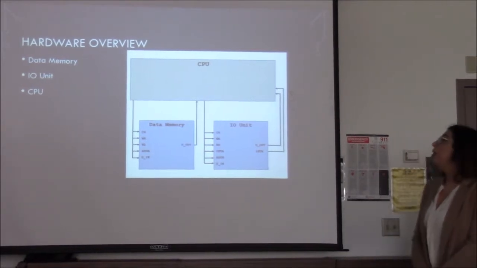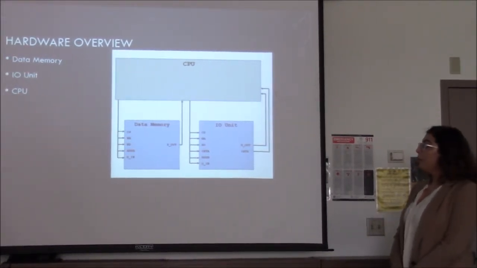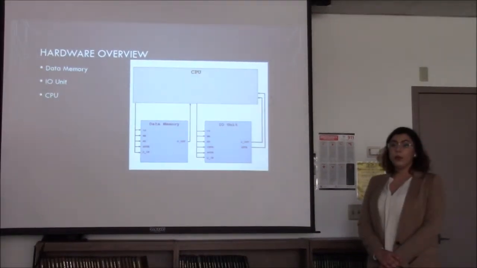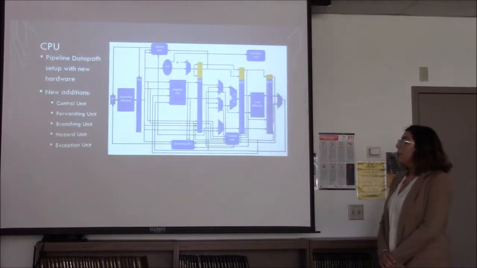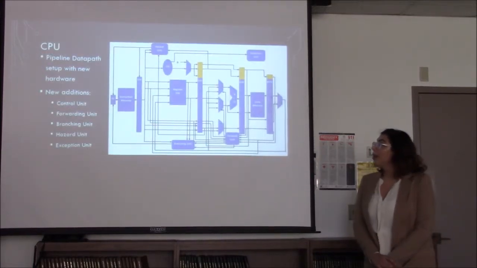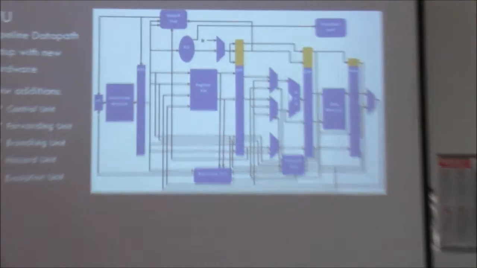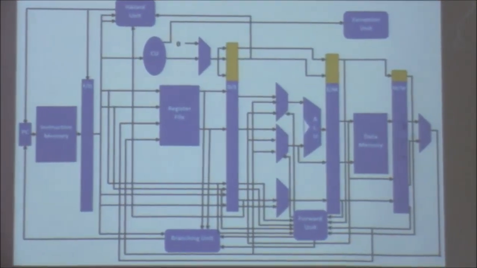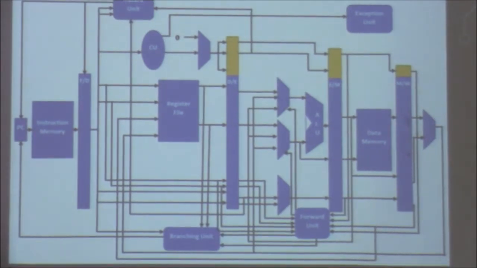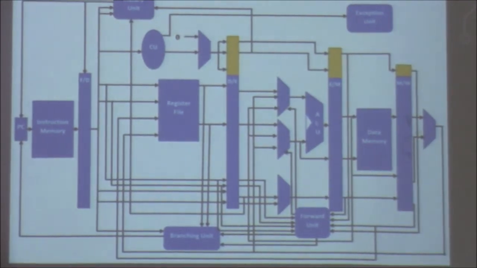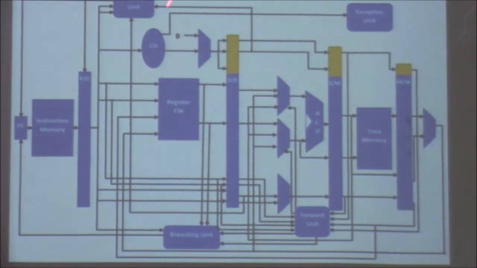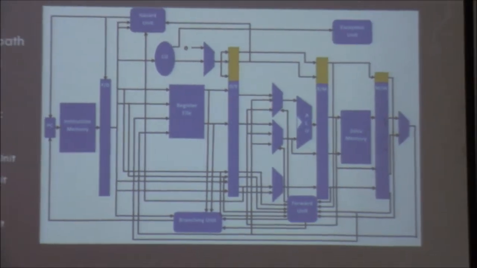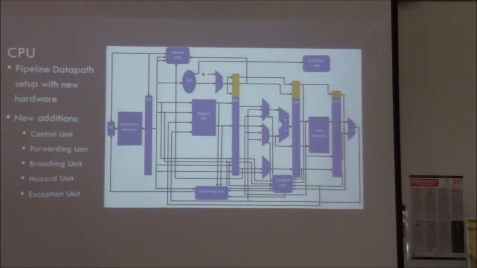This is a top-level overview of our processor. We have the three major blocks we've been working on this semester. We have our CPU, our data memory, and our I/O unit. Inside our CPU, our pipeline data path is set up with new hardware. This hardware is here to ensure that all the instructions are correctly and efficiently handled and executed. The new additions we have are the hazard unit, exception unit, the branching unit, the forwarding unit, and the control unit. We're going to go ahead and talk about all these new additions in the next couple slides.